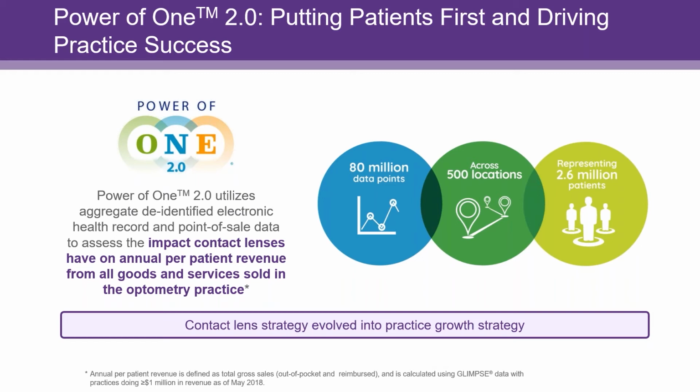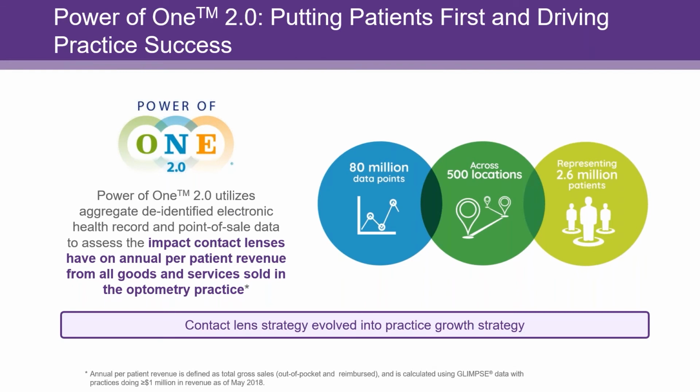And they're able to use this data, and you can see here it's across 80 million data points, across 500 locations and 2.6 million patients. They can try to figure out behavior patterns of patients and doctors to really help you. It's not just a contact lens strategy, but it can also help you grow your practice, right, with this data. So it's kind of cool stuff to try to really help you impact your per patient revenue and the growth in your practice.